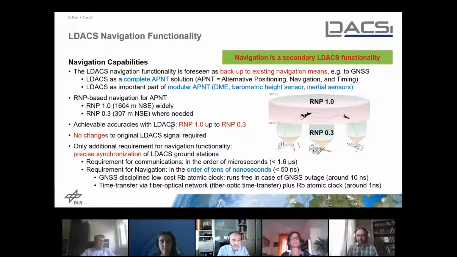And the nice thing is that this comes on top without any changes to the original LDACS signal required. The only additional requirement for the navigation functionality is that we need a more precise synchronization of the LDACS ground stations. Whereas for communication it is sufficient to have this synchronization in the order of microseconds, for the navigation functionality we would need it in the order of tens of nanoseconds. But that can be done with a GNSS-disciplined low-cost rubidium atomic clock, which runs free in case of GNSS outages, or with a fiber optic time transfer.